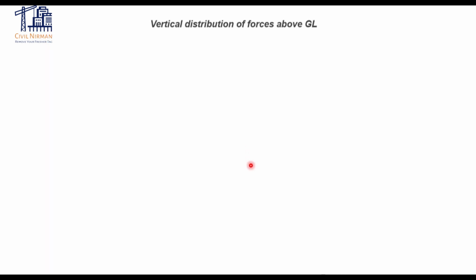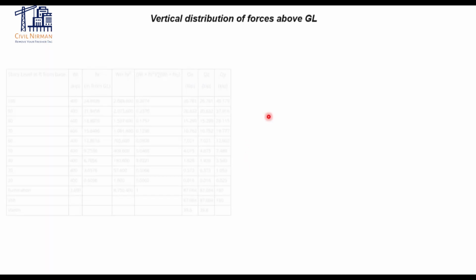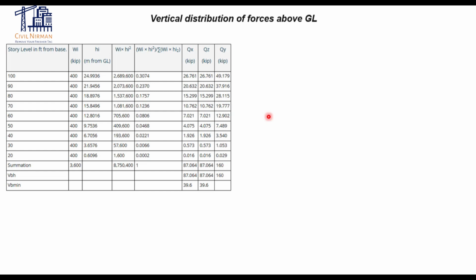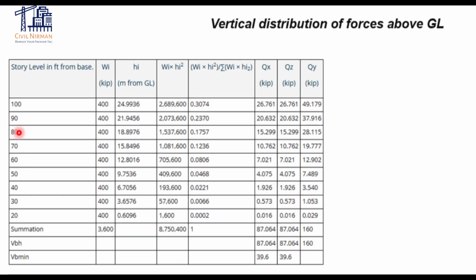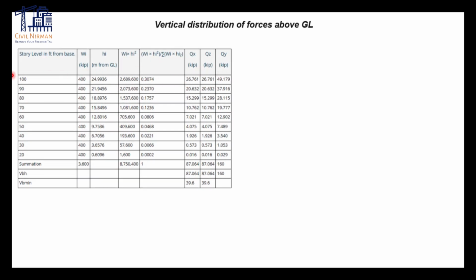Now let's talk about the vertical distribution of forces above ground level. During graduation, you already have learned this particular calculation by calculating a base shear calculation for the sample frames, right? In graduation, in the earthquake analysis, we have the same calculation. So the same calculation is provided over here in the tabulated form. Now for your understanding, each floor is specified over here with the WI and HI value and the equation that you have to follow. So I'll provide you one sample calculation of these 100 feet.